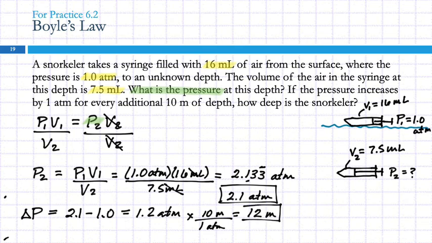Yeah. I was like, wait, it's supposed to be 11. I don't know what I was doing there. 2.1 minus 1 is 1.1, times 10, 11 meters. Any questions?